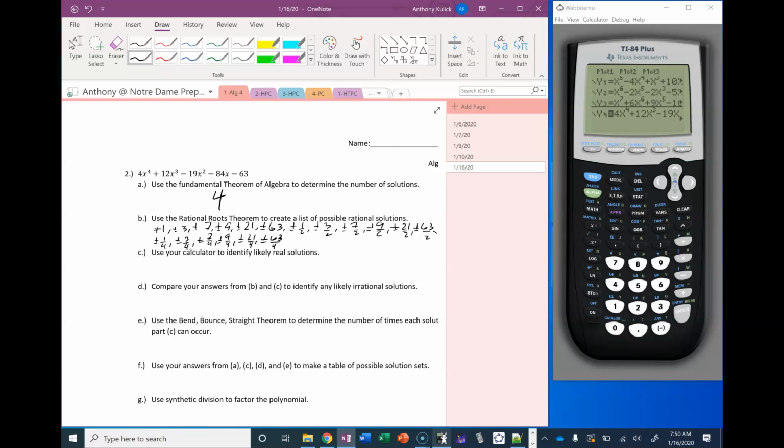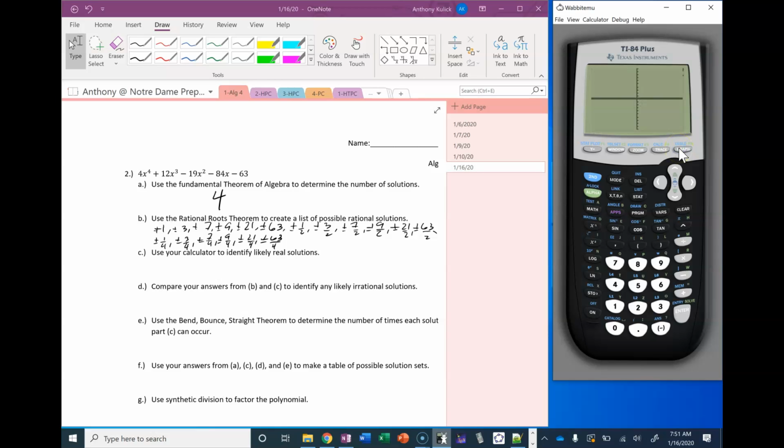Okay. So then it says, use your calculator to identify the likely real solution. So I went to my calculator, pressed the y equals button, typed in the polynomial exactly as it appears on my sheet of paper, and then I'm going to set my window. What should I set my x min and x max to be? Negative 63 and positive 63. How did you pick 63? Yeah, it's the biggest and smallest number from that list that we just made.